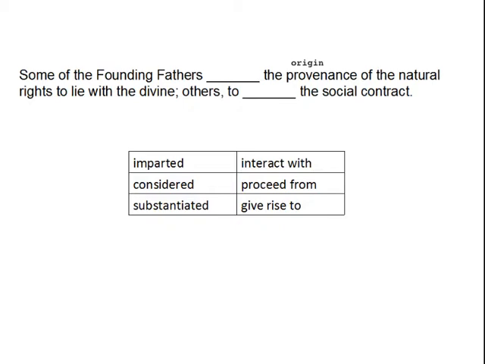And we can actually see that there's some nice parallelism here in the structure of this sentence: some of the founding fathers [blank] the origin of natural rights to lie with the divine, others to blank with the social contract. So we have the exact same parallel grammatical structure here. So therefore, we could put "lie with" in there because we know this is correct. Some, and what would we say for the first blank?